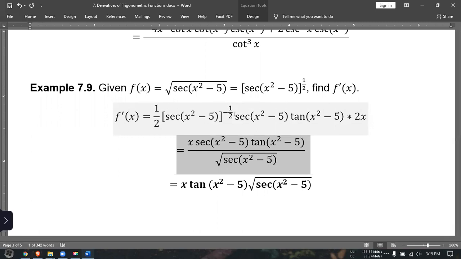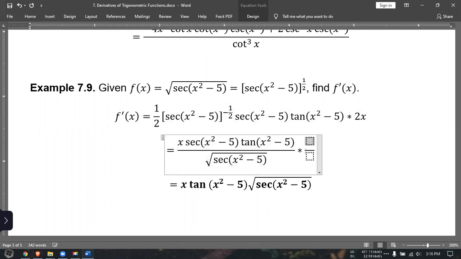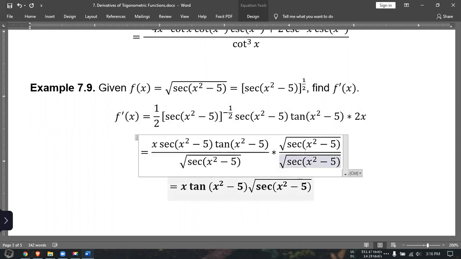And then, again, in mathematics kasi, di ba, we are trying to make our solution as rational as possible. Okay, as rational as possible. But, in this case, we have a radical expression in our denominator. So we still have to rationalize this. So what we should be doing is we have to multiply square root of secant x squared minus 5 to the numerator as well as the denominator so that we can cancel out the radical sign. Okay, in our denominator.